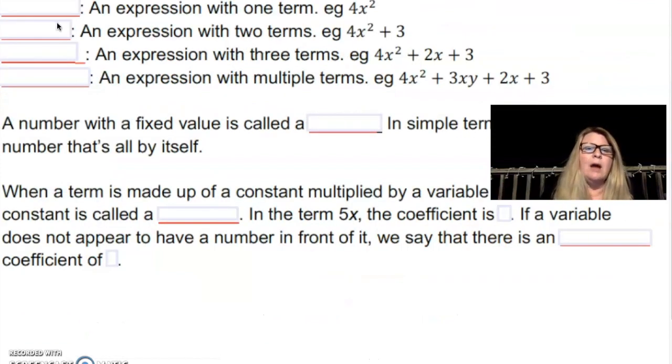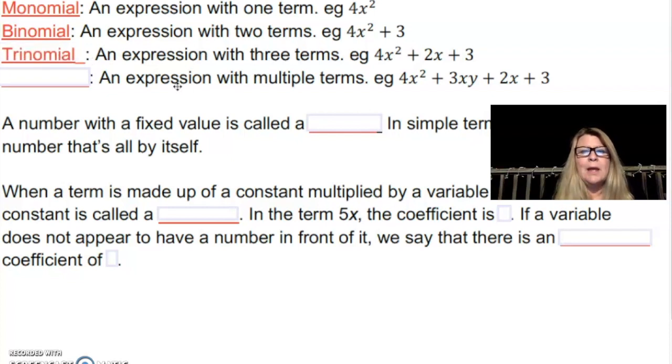Okay. So we also talked about this in Unit 1, that if an expression only has one term, it's called a monomial, because mono means one. An expression that has two terms, bi means two, so it's a binomial. An expression that has three terms is called a trinomial, tri meaning three. An expression with multiple terms, basically anything more than three, we just refer to as polynomials.